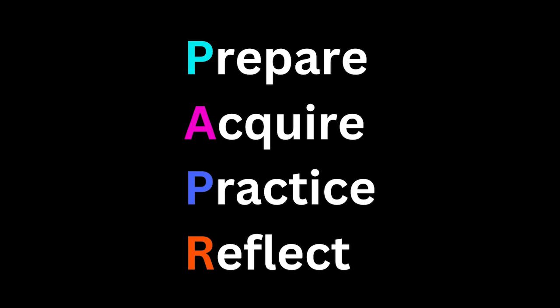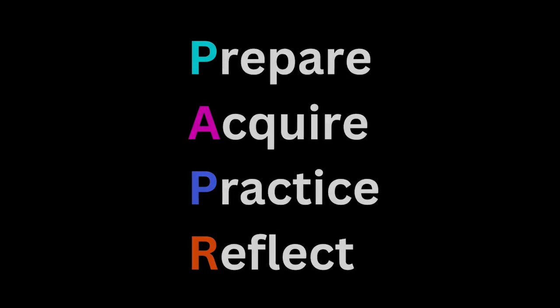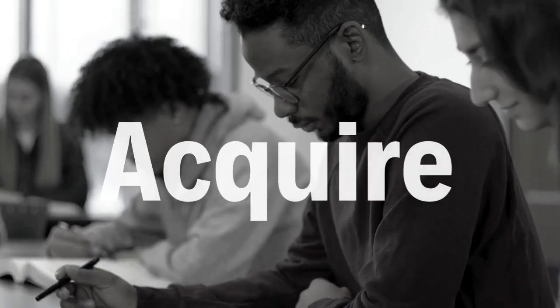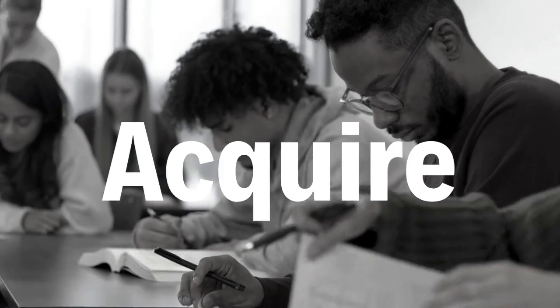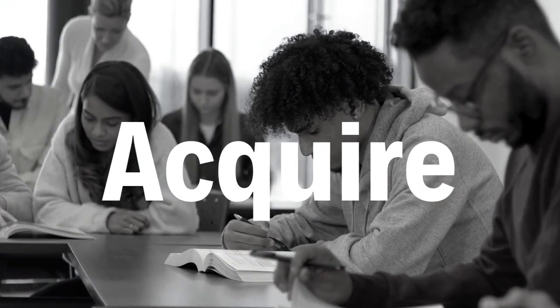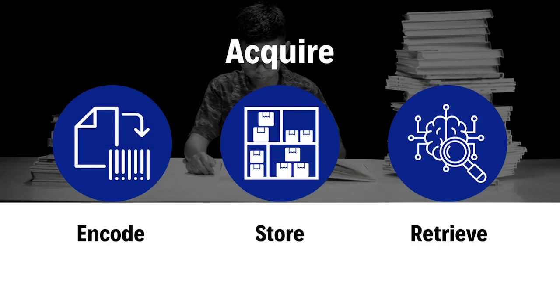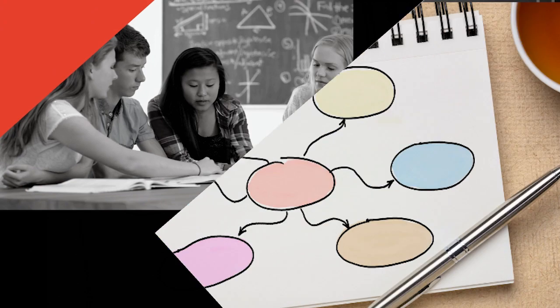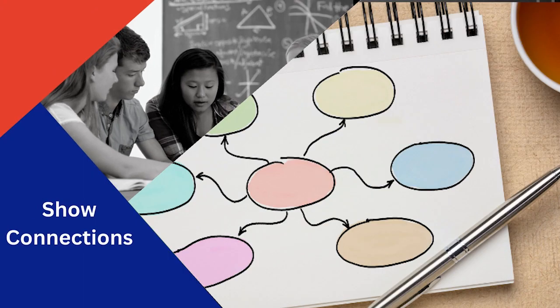Remember, in part 1 we discussed the preparation phase, because there's PAPR, and the first phase was preparation. In that phase there were 3 critical things: set a goal, predict, and connect. In the acquire phase, part 2, where we're at, we're going to specifically go over 6 techniques to help people encode, store, and retrieve the content that they are learning. There are many ways to go about this, but we're going to break down 6 that are super easy to use. So tip number 1 is show connections.